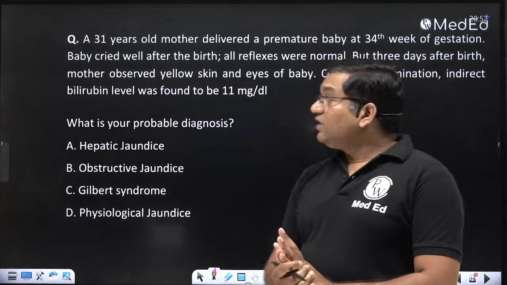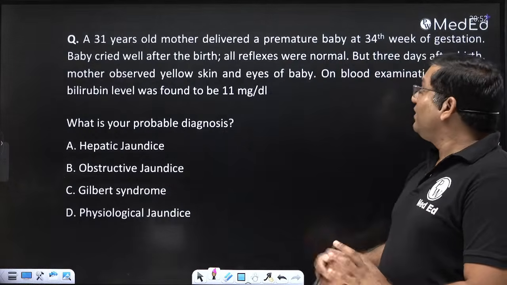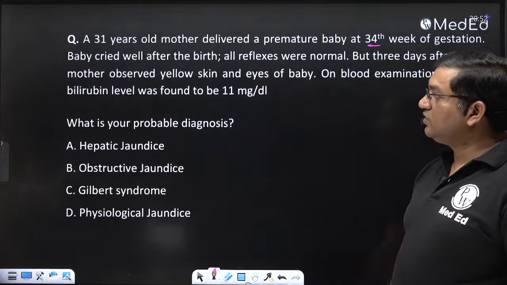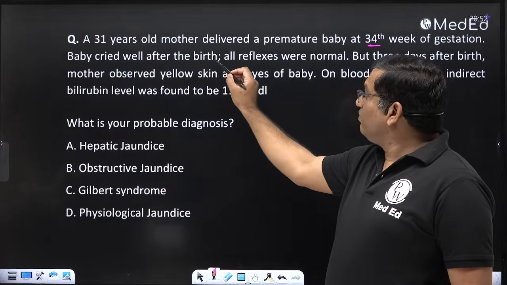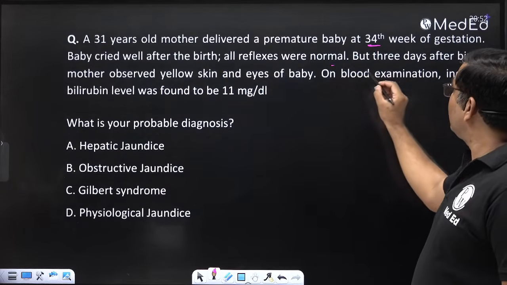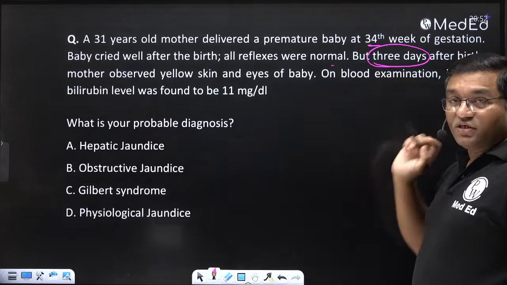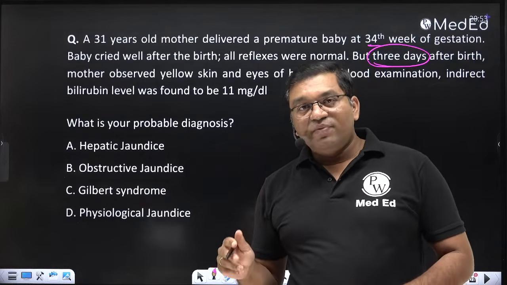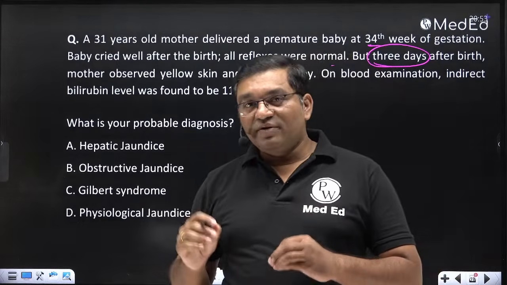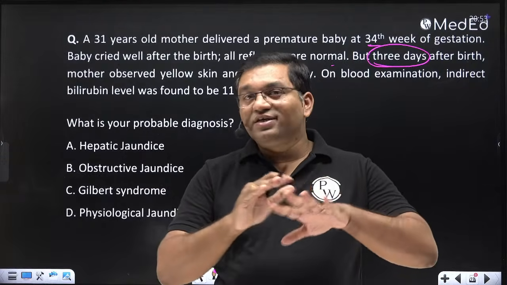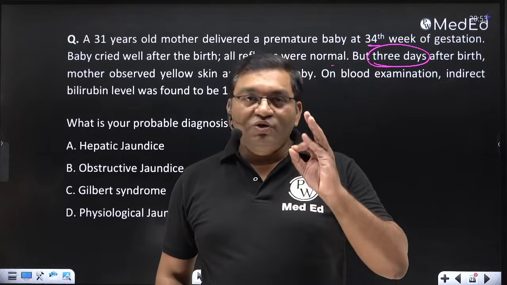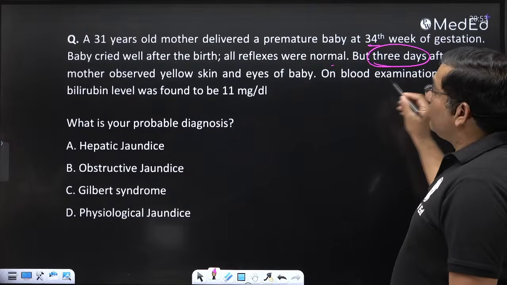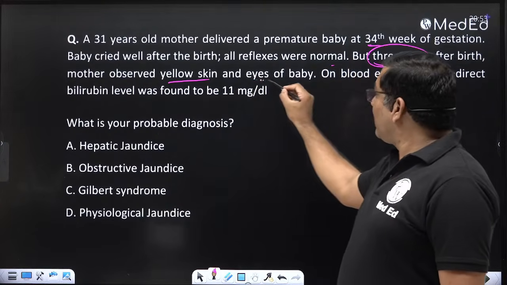A 31-year-old mother delivered a premature baby at 34 weeks of gestation. Baby cried well after birth. All reflexes were normal, but 3 days, this is important, but 3 days. Within 24 hours है तो pathological jaundice, RH incompatibility और ABO incompatibility may be the cause, लेकिन इसकी केस आपको जनरली आएगी नहीं, आपको केस आएगी नियोनाटल फिजियोलॉजिकल जॉन्डिस की। Okay, so but 3 days after birth mother observed yellow skin and eyes of the baby.